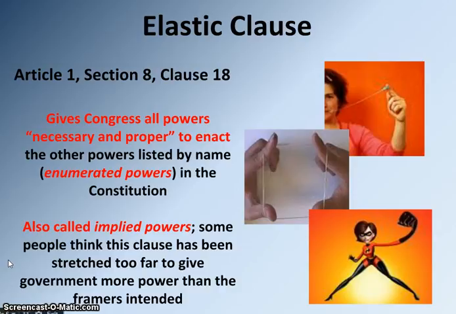Some people think that the implied powers, or the powers given by the Elastic Clause, have gone too far and been stretched too far to give government more power than the framers originally intended. So let's review our lesson here.